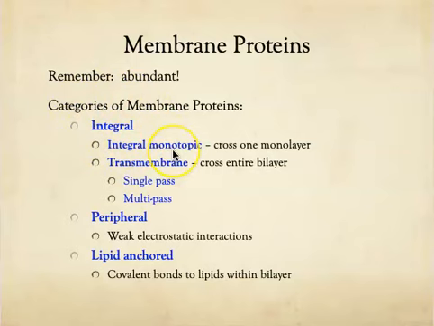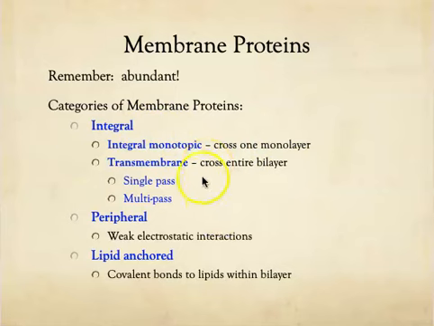An integral monotopic protein is one that penetrates the head region into the tail region, but only across one monolayer. That's what we're going to refer to as an integral monotopic membrane protein. In comparison, a transmembrane protein is one that crosses the whole bilayer. So it penetrates through the heads on one side, crosses through the tail section, and penetrates the heads on the other side. That's a true transmembrane protein.